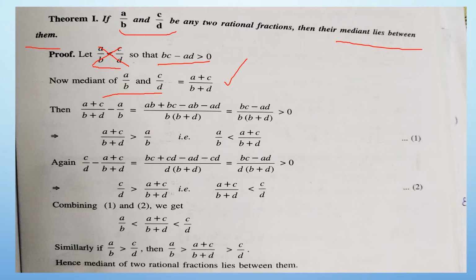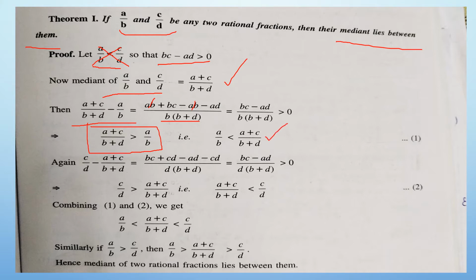First of all, I will take the difference of these two fractions. If we take the difference, it becomes like this. On simplification, ab will cancel with ab. bc minus ad is always 1. So this is greater than 0. So this inequality holds. This mediant is greater than a upon b.